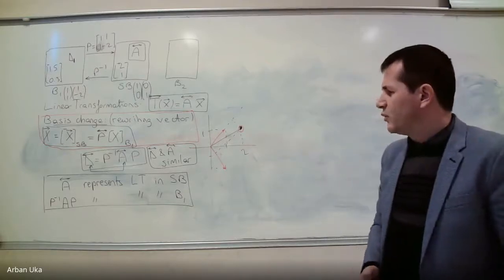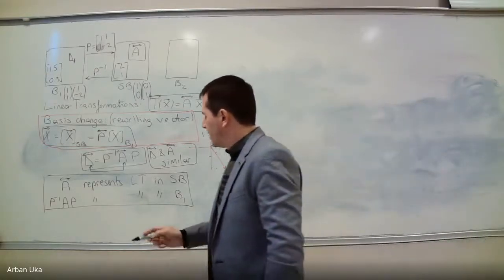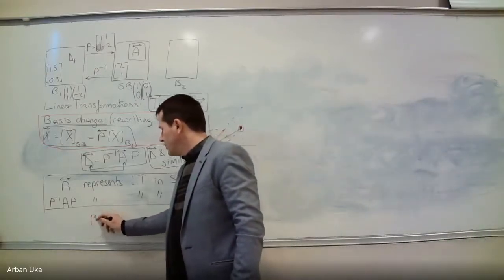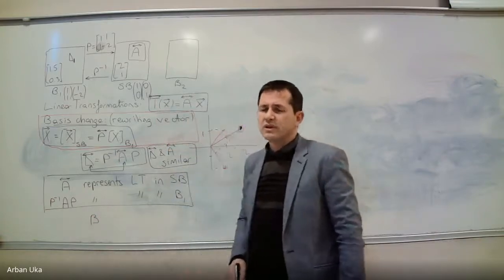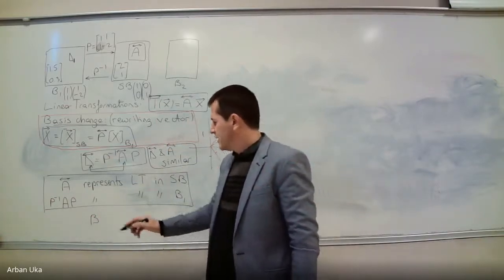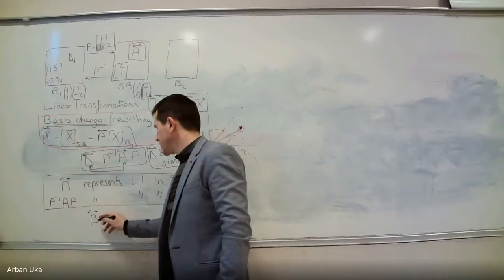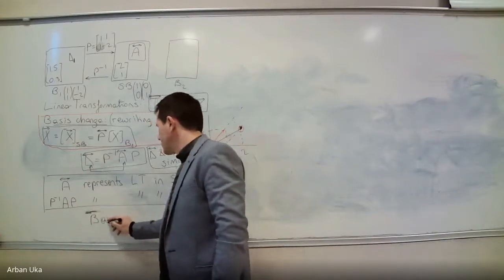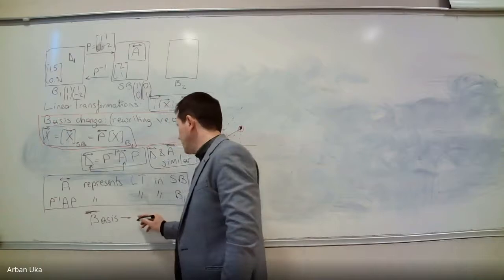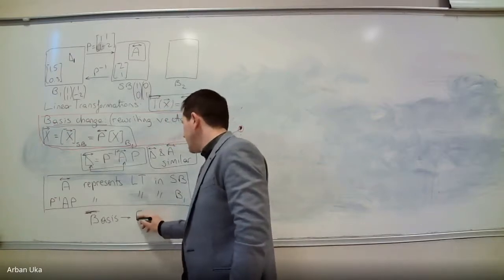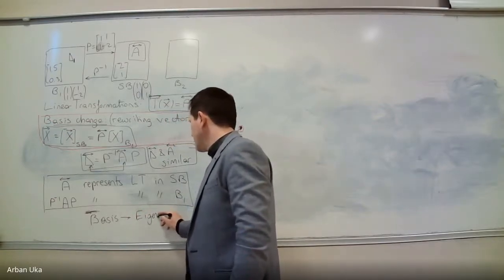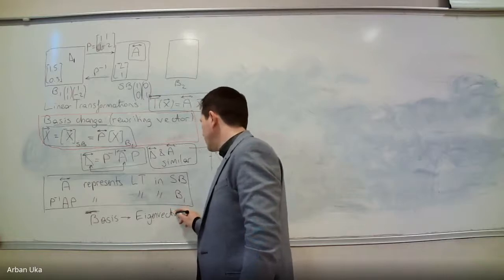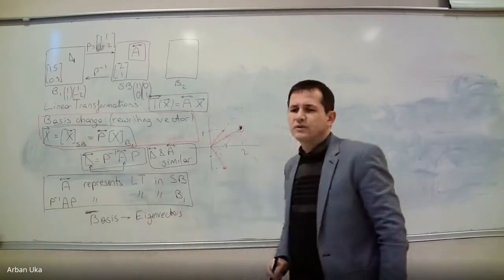Luckily for us, we have this well-defined procedure, and the best basis out of an infinite number of possible solutions is the basis B. So let me write this down. The best basis is one that can be found from the eigenvectors. And we are going to learn this by the end of today's session.